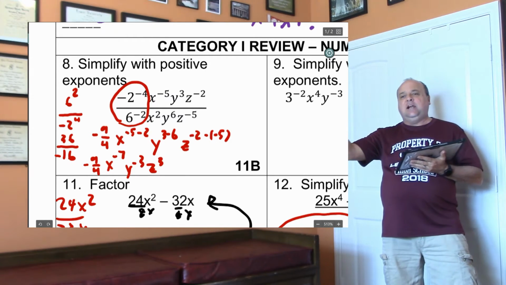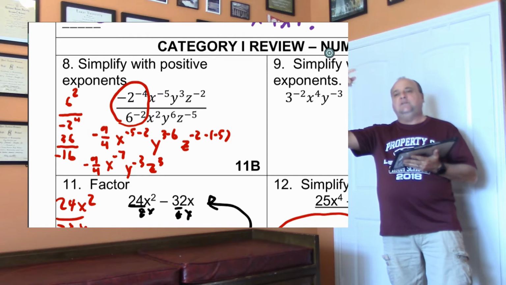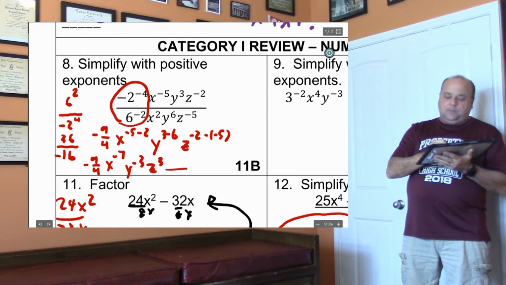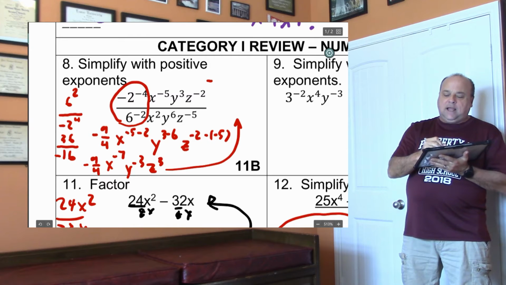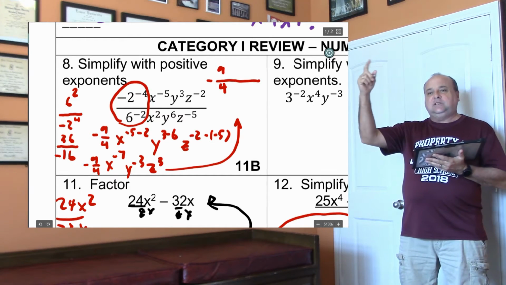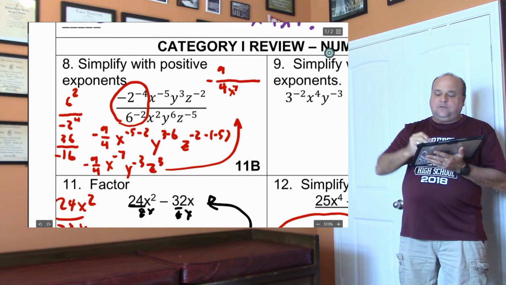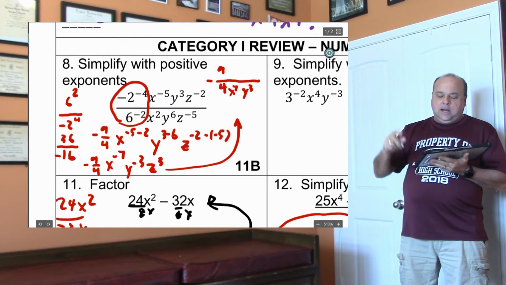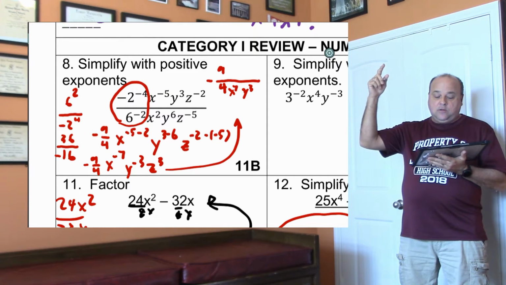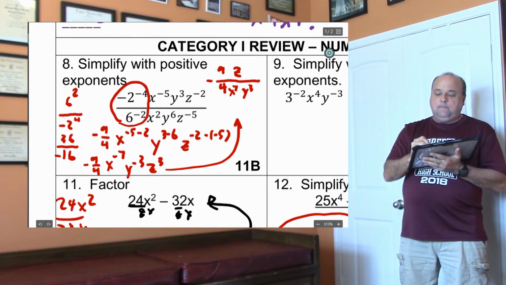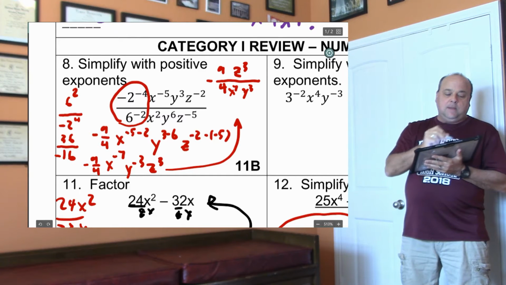Okay, now then the negative exponents go on the bottom, the positive exponents stay on the top, and I'm going to put my answer up here. So I'm going to have a negative, fraction bar. I know I have 9/4. The x to the 7 is going to go to the bottom. The y to the -3 will go to the bottom. And the z to the 3 will go to the top. So this right here would be my answer.